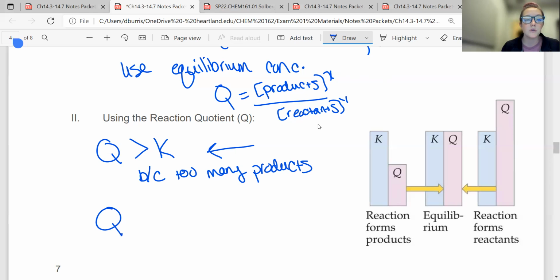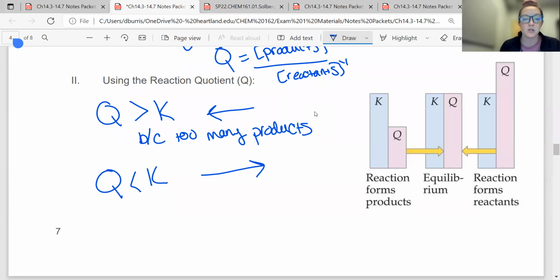The opposite is true, of course, if Q is less than K. If Q is less than K, look at how Q is calculated again. That means I don't have enough products. I have too many reactants. So it's going to have to go forward, because there are too many reactants.